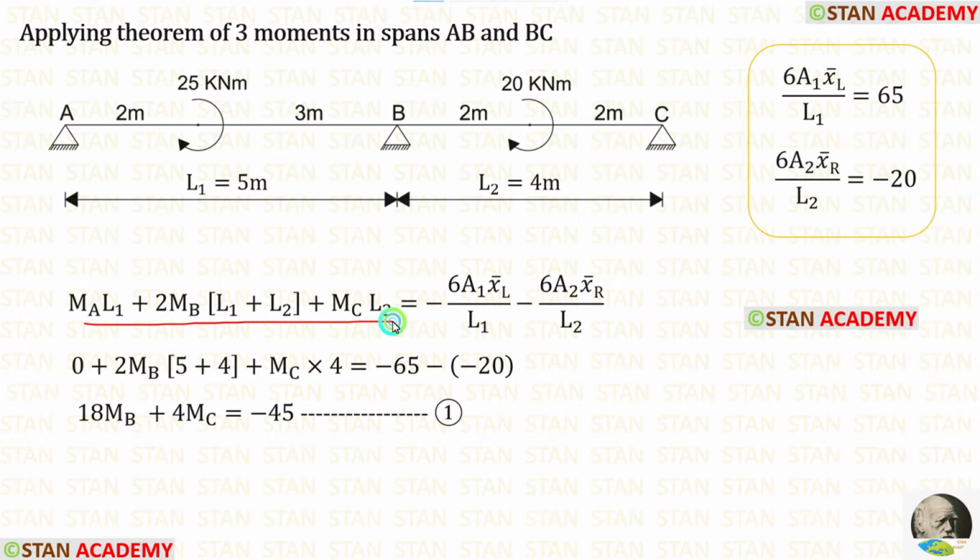In this equation let us apply the values. L1 is 5, L2 is 4. Let us apply them also. We know that in the point A there will be no moment. So MA is equal to 0. MA into L1 we will get 0. Finally we are making the first equation.